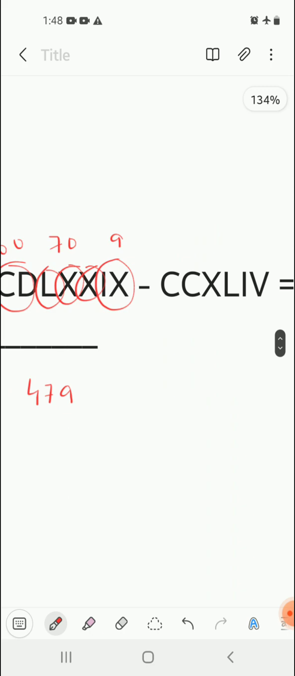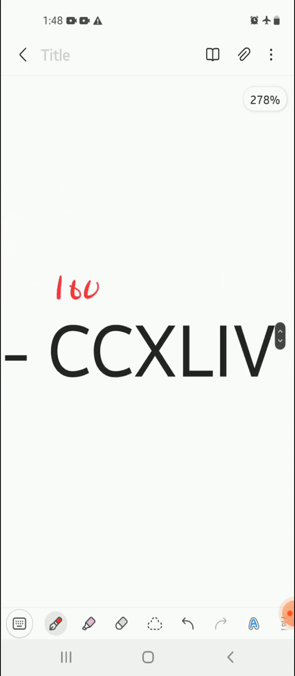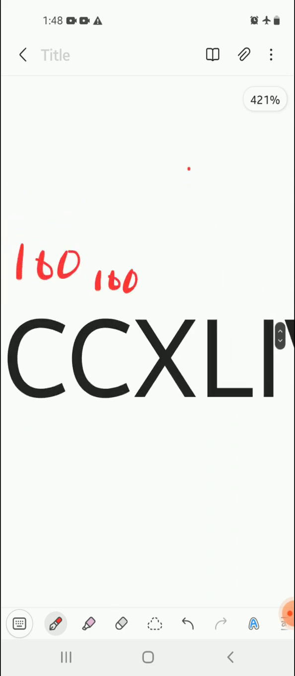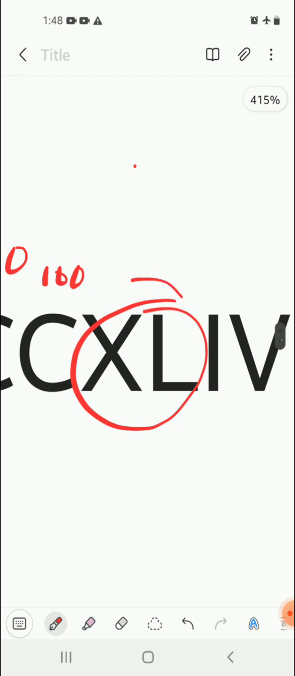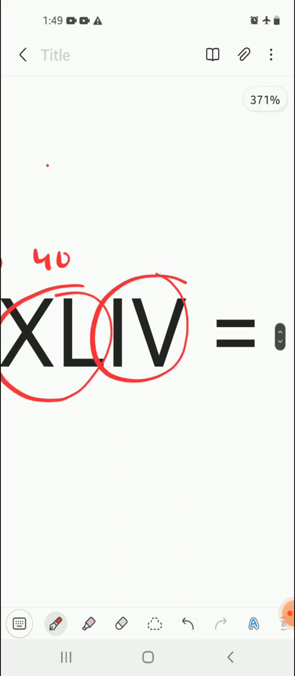Next, come to this number, C is 100. Again this C is 100. XL is 50 minus 10. L is 50 and X is 10. To the left of it is X, so that is why 50 minus 10, 40. So we're going to write 40. XL and IV is 4.